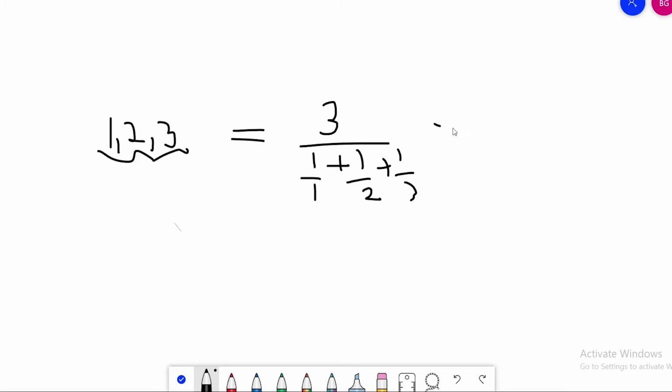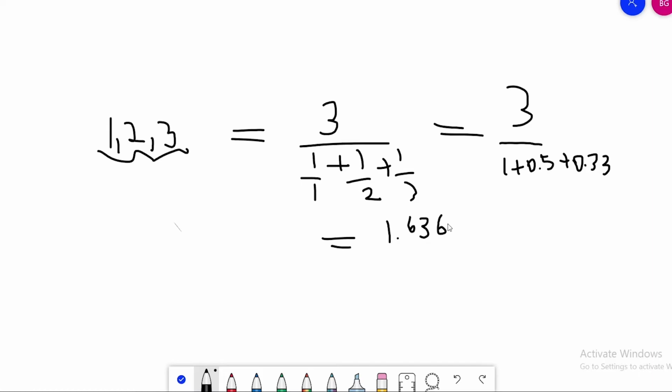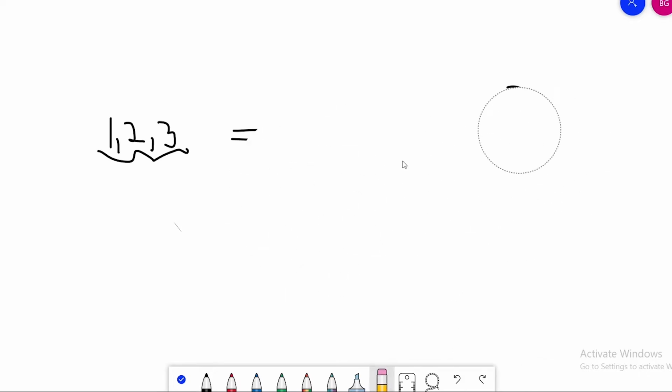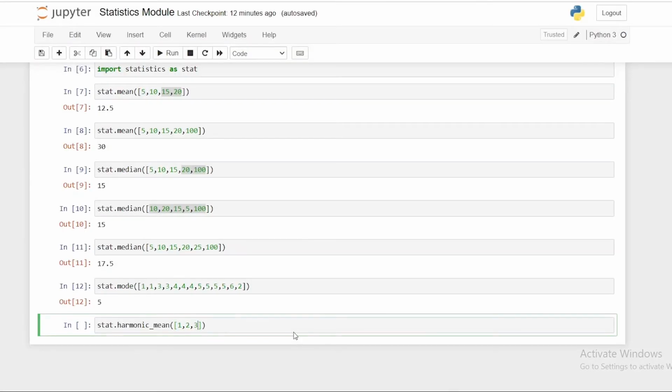So what we are going to do is, 1 by 1 plus 1 by 2 is nothing but 0.5, and 1 by 3 is 0.33. So when we take this 3 divided by 1 plus 0.5 plus 0.33, which is 1.833, then when we divide 3 by 1.833, we get 1.636. So this is about harmonic mean.